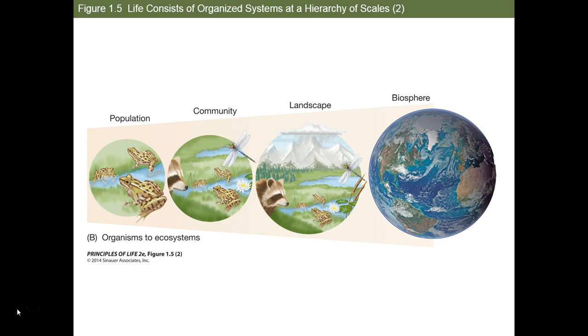A group of interacting similar organisms make populations. Different interacting groups of populations make communities. And different interacting communities together form an ecosystem. And all these ecosystems interact to form the biosphere.